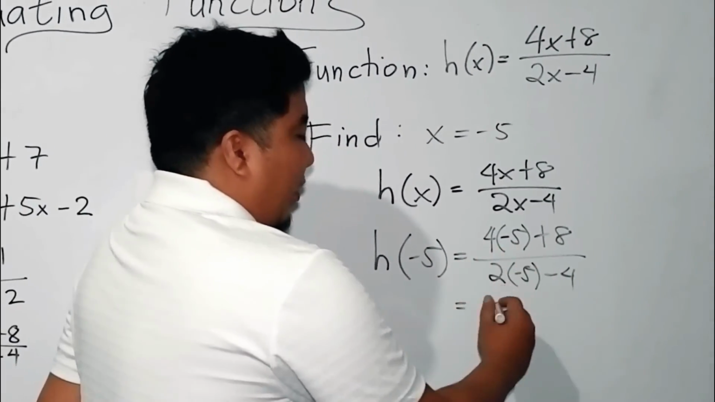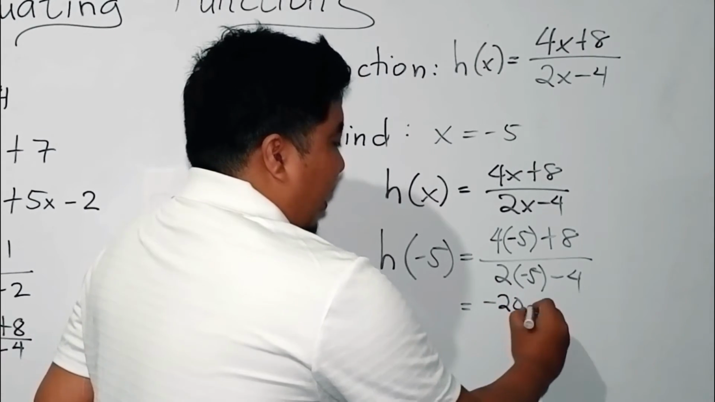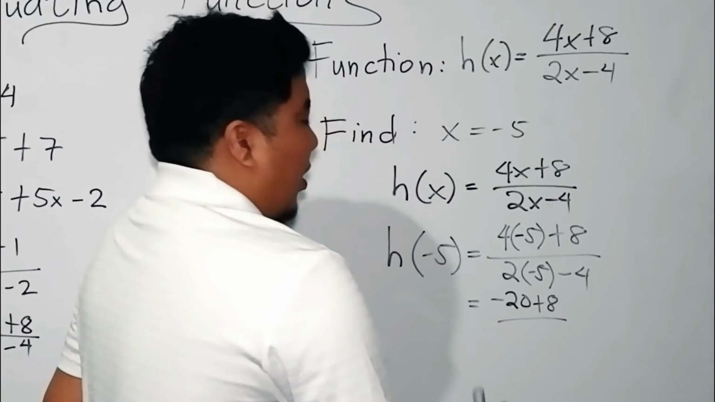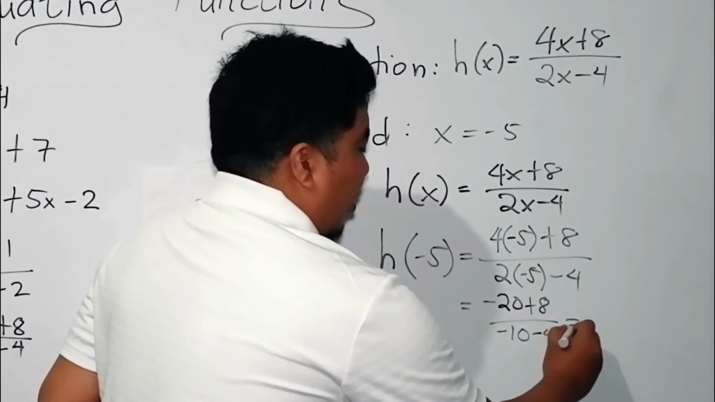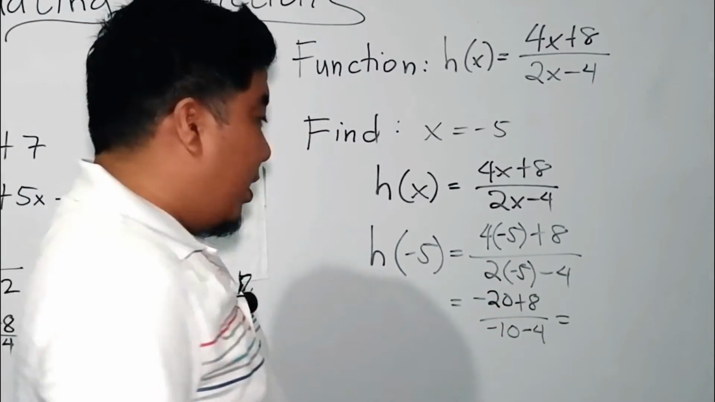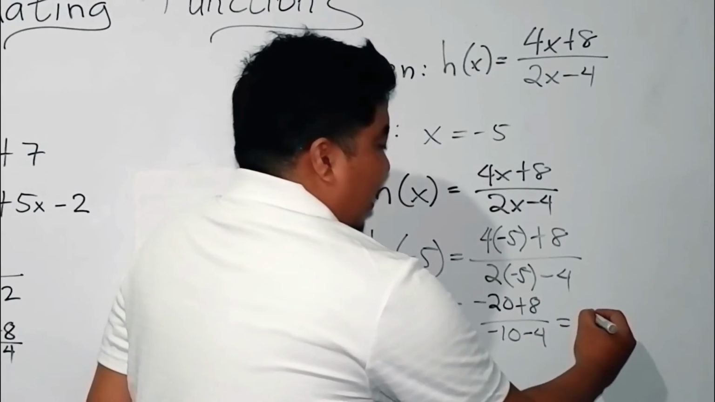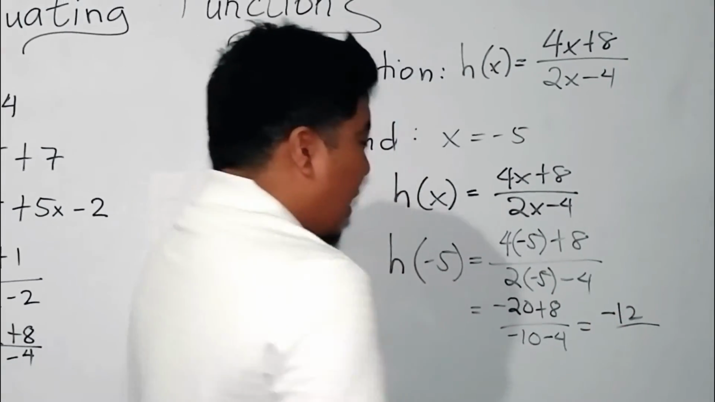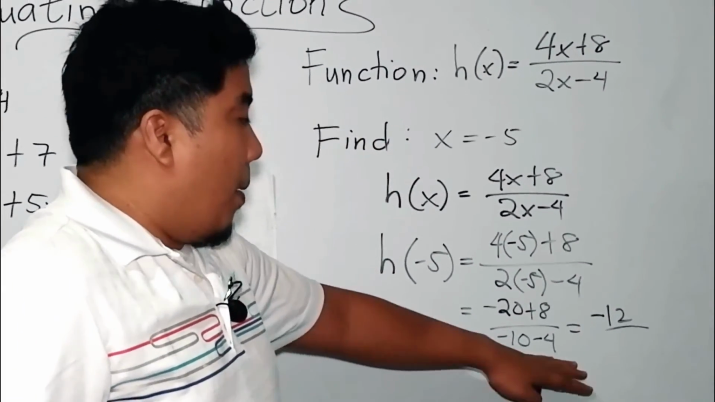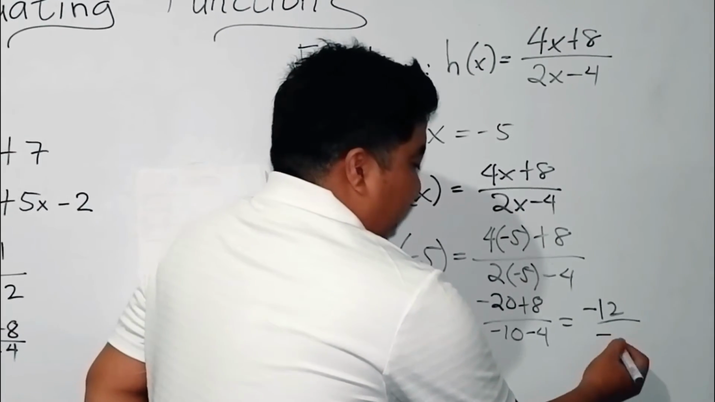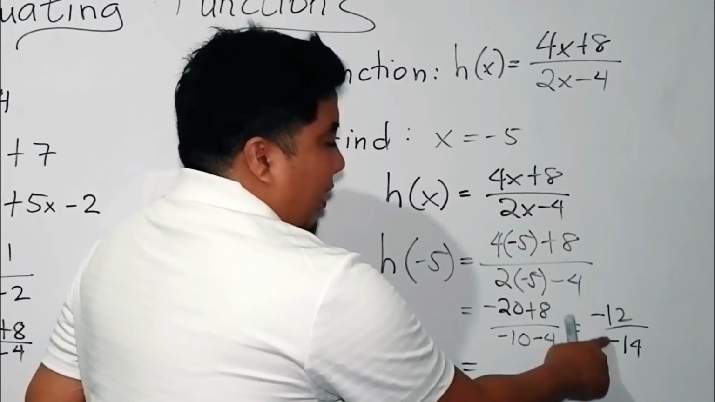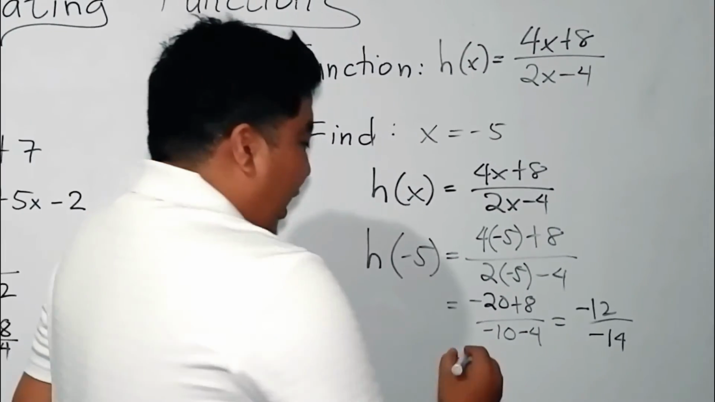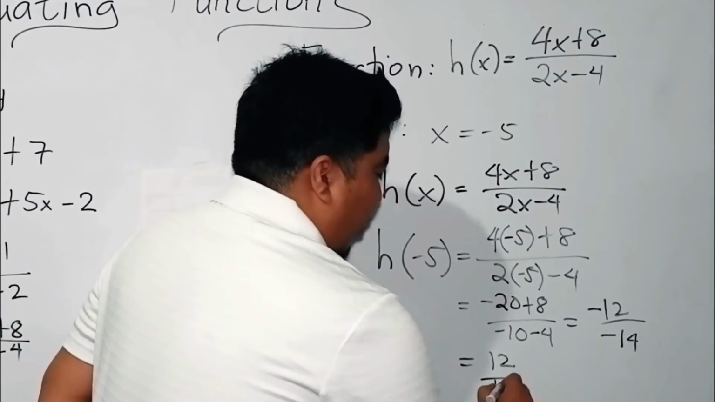So, 4 times negative 5, that is negative 20 plus 8. Alright? 2 times negative 5, that is negative 10 minus 4. So, by simplifying this, negative 20 plus 8 gives us negative 12. By simplifying negative 10 minus 4, that gives us negative 14. They are both negative, so the negative and negative can be cancelled, giving us 12 over 14.